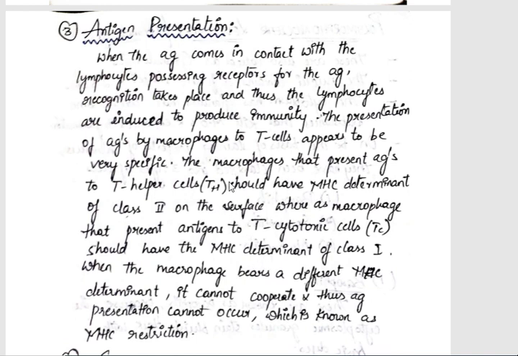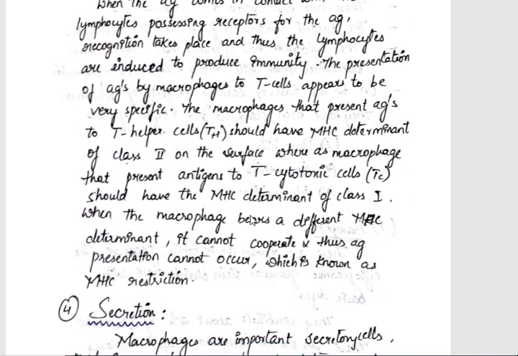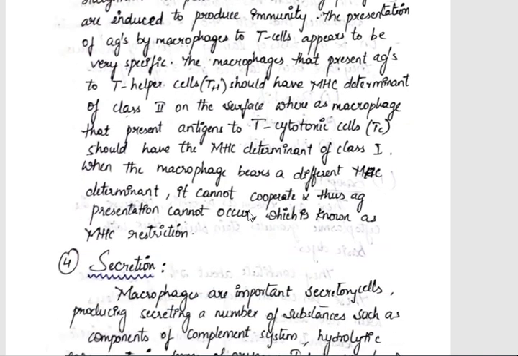Suppose the T cells do not have these surface markers, then the macrophage cannot cooperate with T cells and cannot present the antigen to them. So there will be no question of cell mediated immunity. Okay, so this is how it presents the antigen.